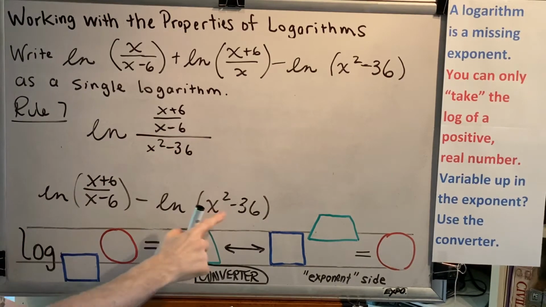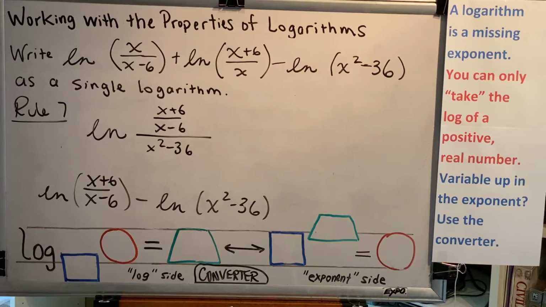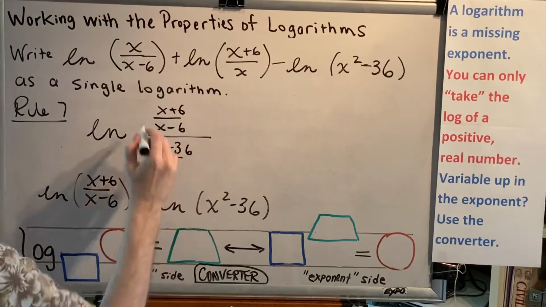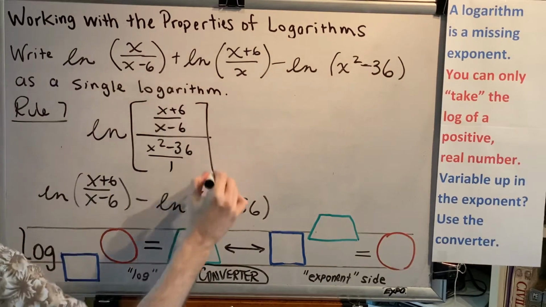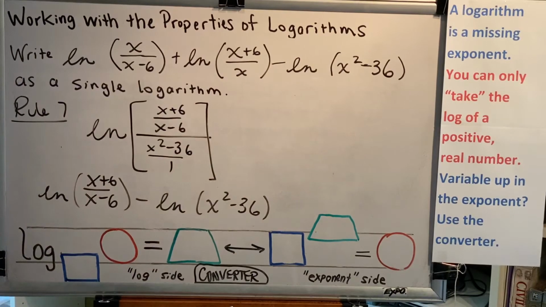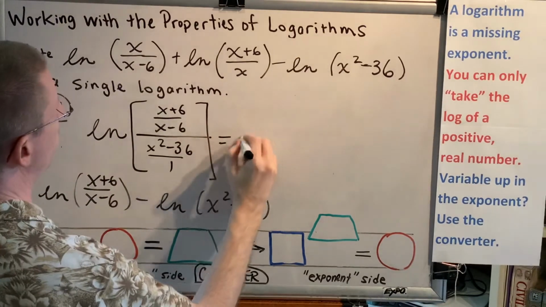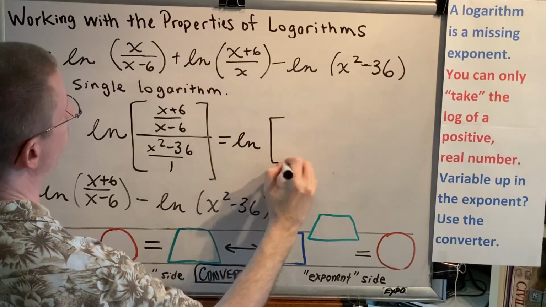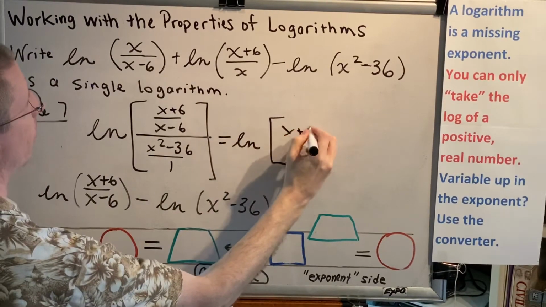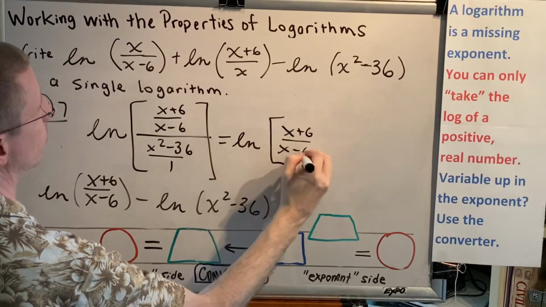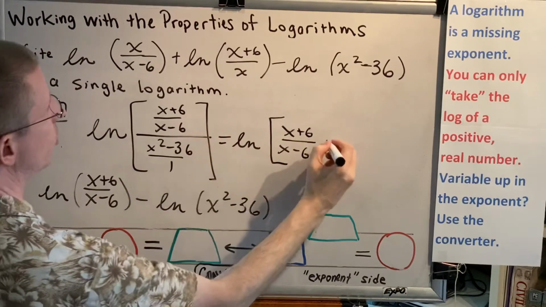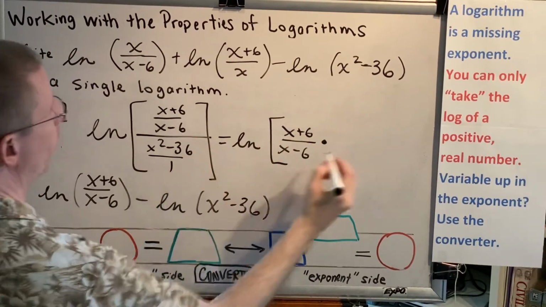Now x squared minus 36 is not a fraction, but we can write it as 1 by putting a 1 under it. And then we just have to remember the rule for dividing fractions, which is to keep, change, flip. So this will be the same thing as the natural log of keep the x plus 6 over x minus 6, change the division into multiplication, flip this over.